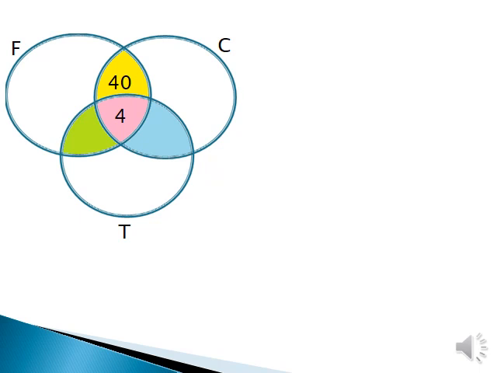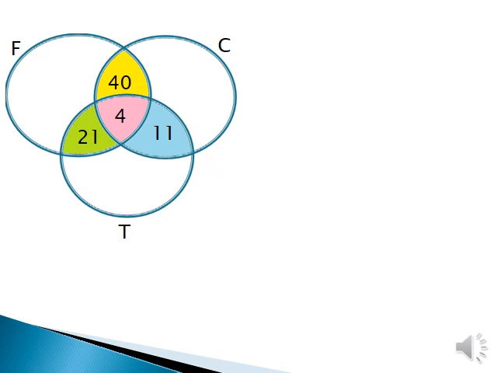Now 15 play both cricket and tennis. Cricket and tennis means pink and blue color. Out of that 15, again 4 are already present. So 15 minus 4 is 11. Next, 25 students play both football and tennis, that is green and pink. Again from 25, 4 are already present. So 25 minus 4 is 21. These are the students who play only football and tennis.